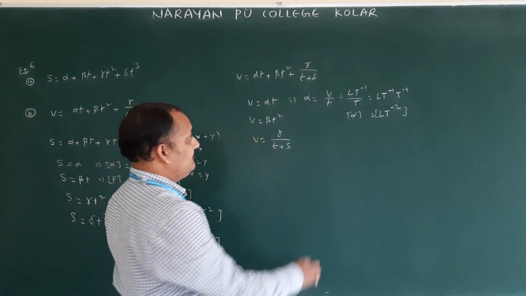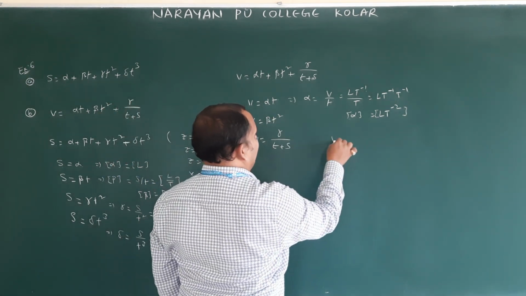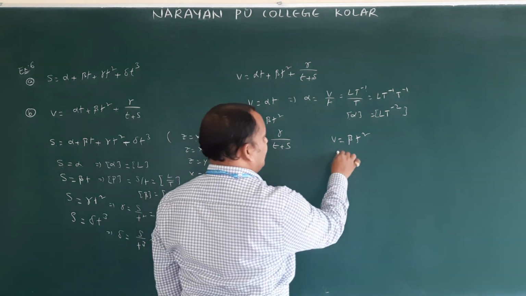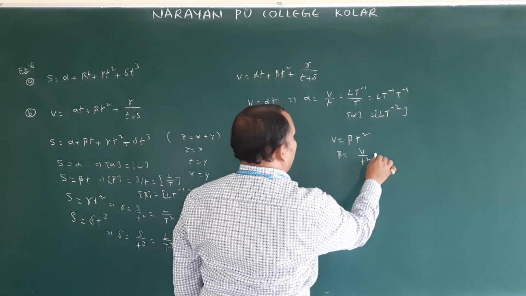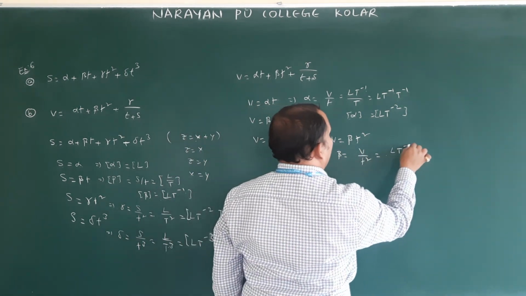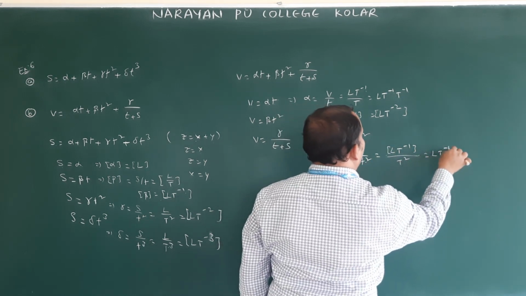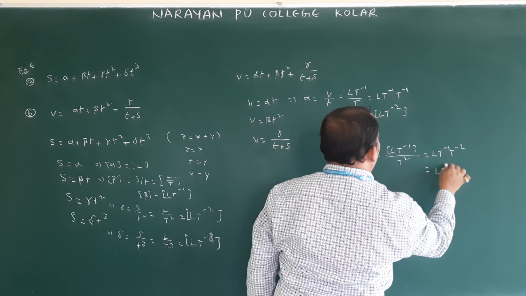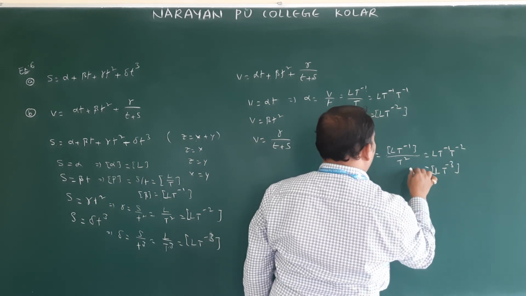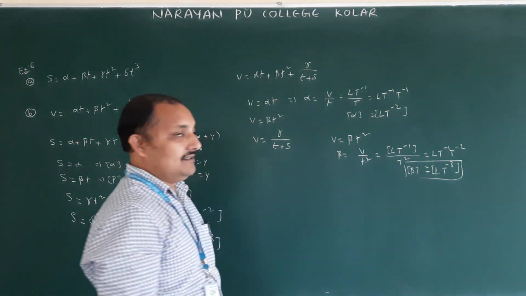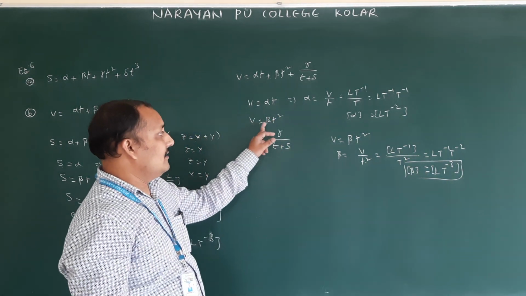Next beta. Beta means the second equation: V is equal to beta T square. Then beta is equal to V by T square. What is V? L T power minus 1, divided by T square, so L T power minus 1 times T power minus 2, which is L T power minus 3. This is the dimension formula for beta.